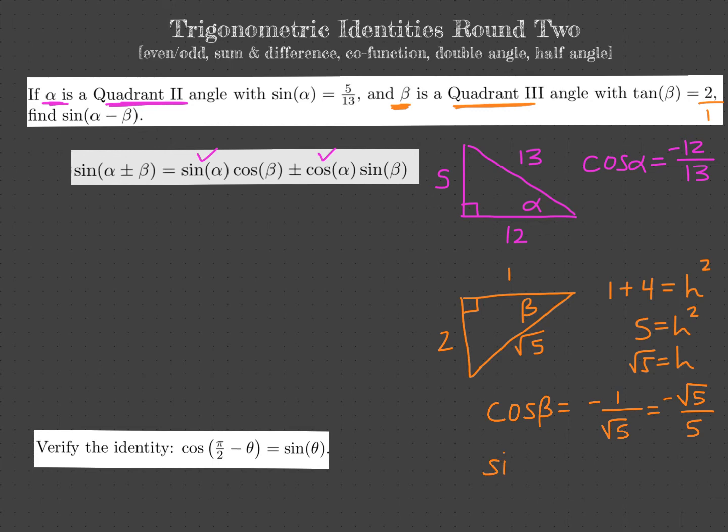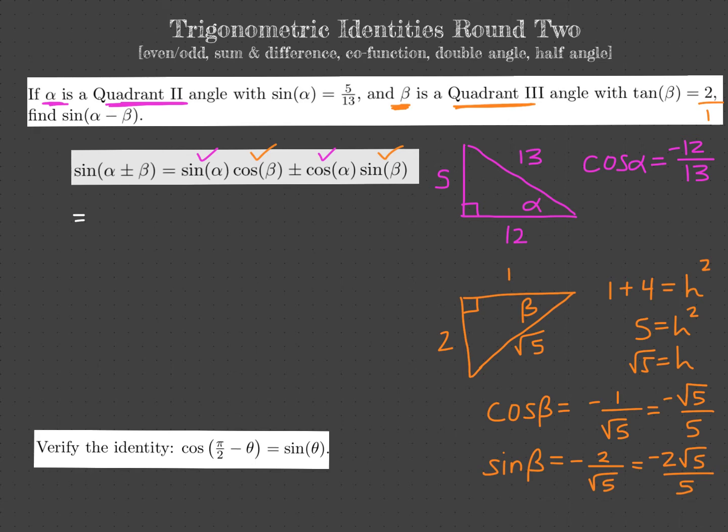Then the sine of beta, which we also need to find, would be the opposite over the hypotenuse, and it's negative since we're in quadrant 3. Rationalizing by multiplying by root 5 over root 5, we'll get negative 2 root 5 over 5. So we have now found the sine of beta and the cosine of beta. Phew, now we can actually figure out what this all equals.